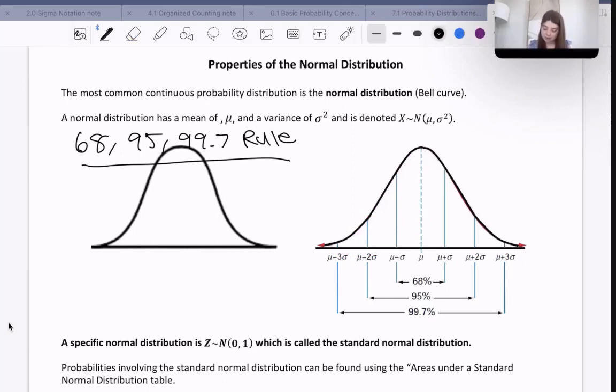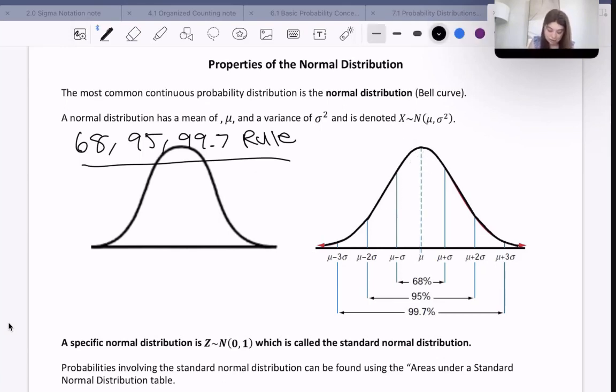Let's say we're asked, how much of the data is represented? What's the probability of being from here to here? Well, we could say, okay, we know it's symmetrical, and we know that this in total is 68%. So half of this would be 34% of the overall data.